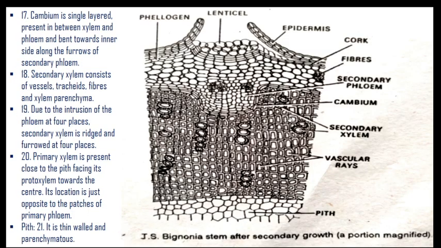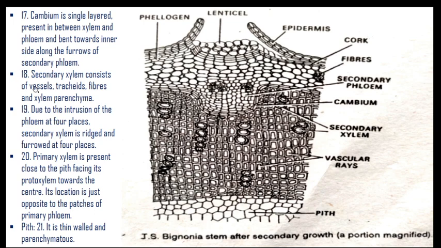So in this way, there is the arrangement of Bignonia secondary growth, while cambium is a single layer present in between xylem and phloem and bent towards the inner side along the furrows of secondary phloem. So this diagram again shows a presence of ridges and furrows.